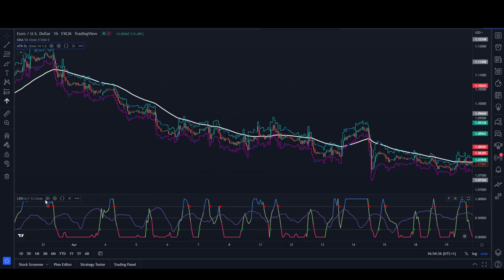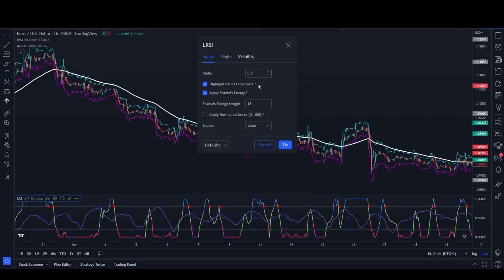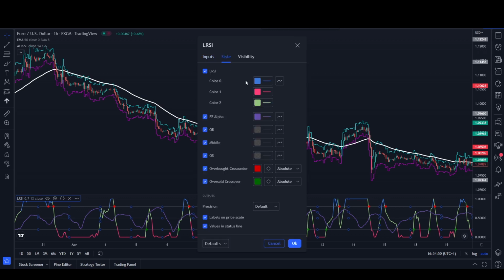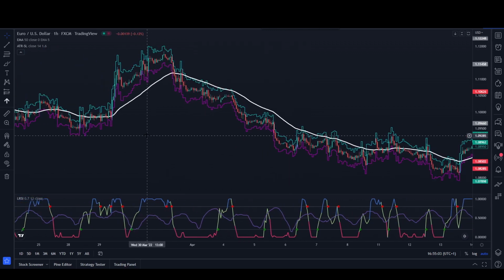And then finally, the settings of the Laguerre indicator are going to stay the same at an alpha of 0.7 and a fractals energy length of 13. And the same again, feel free to change the colors, but essentially the line that we're going to be using is the FE alpha line, which is the purple line. So we'll go ahead and show you a few examples.